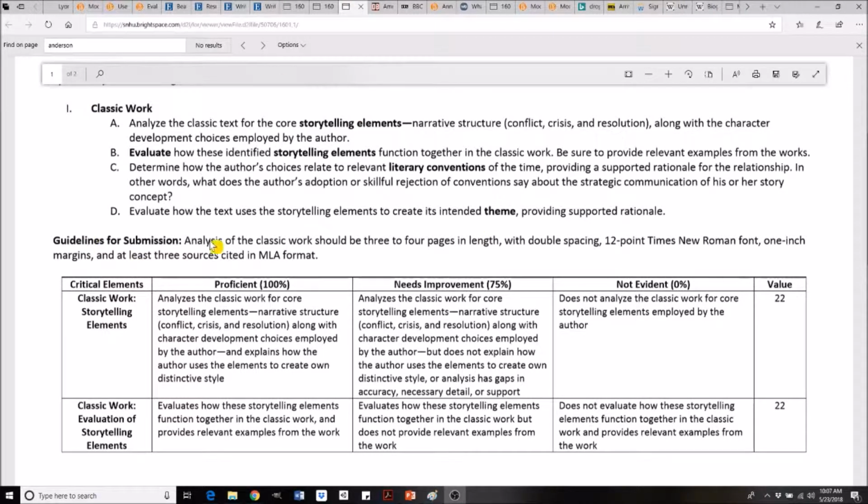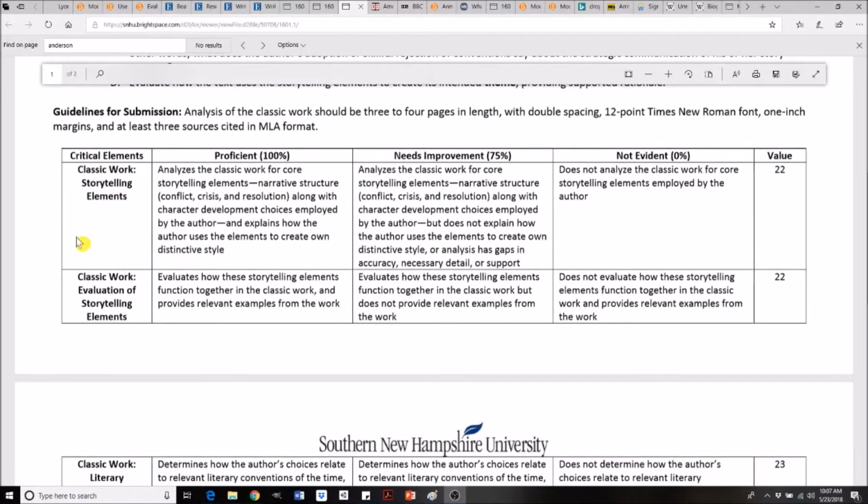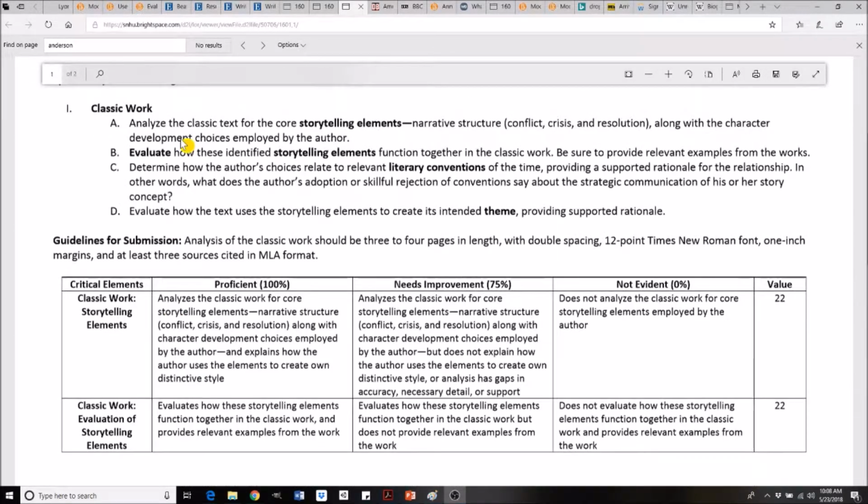So these four, the A, B, C, D, right? These four things here, I'll be looking for in the assignment. They're also reflected again in the rubric. So another thing here is to look at the guidelines for submission, because this is our task. This is what we want to accomplish within our paper.